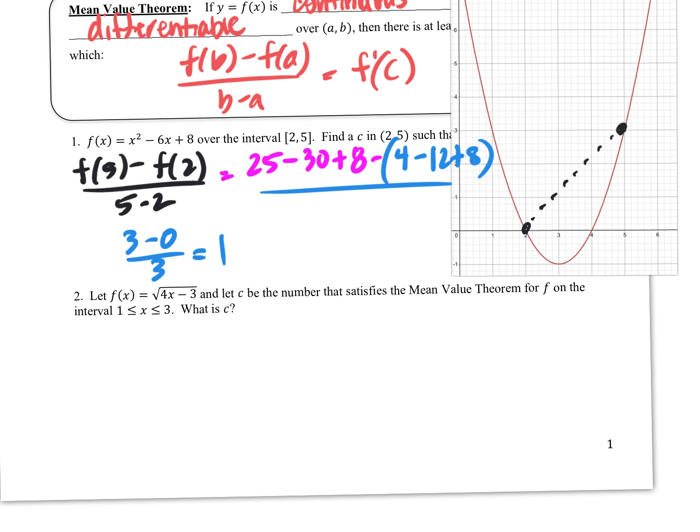We just found this side. And they're saying we just got this side to be 1. They're saying that's going to equal the derivative somewhere. And our job is to go find out what that somewhere is. We've got to go find what is f prime of x.